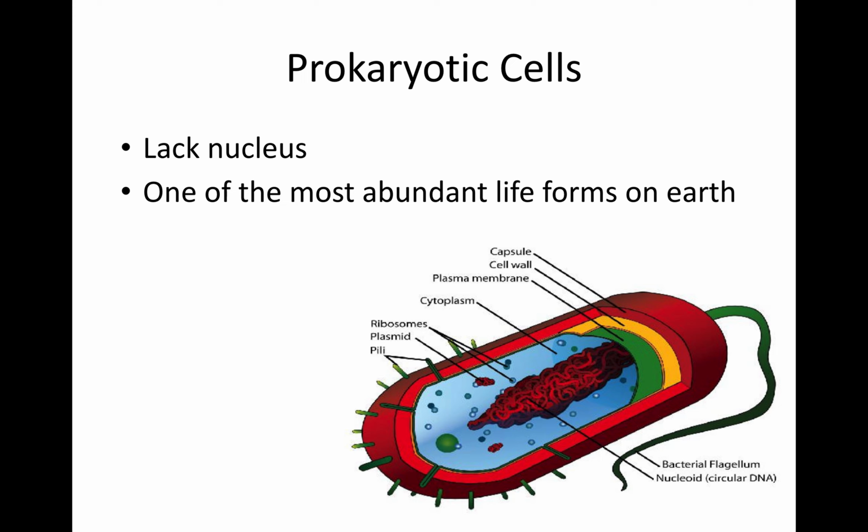Everything in a prokaryotic cell, like that's a bacteria cell, that's a picture of a bacterial cell. Everything in there does not have a membrane around it. So you see that nucleoid, that DNA right there, those squiggly lines. It's not encompassed by a membrane like our DNA is. It's not protected. Nothing in there has a membrane.